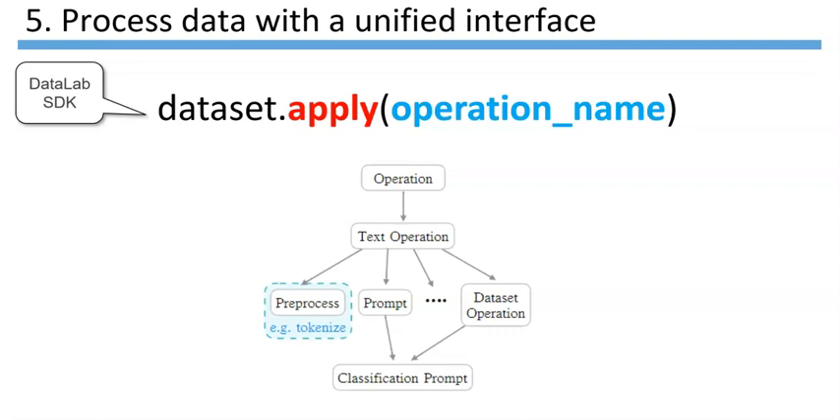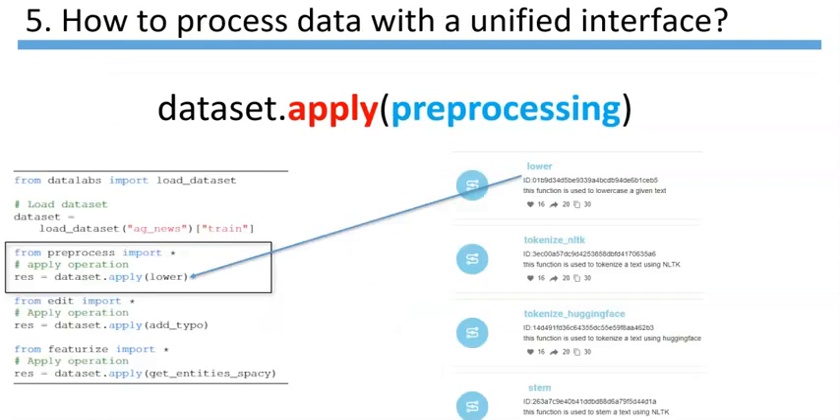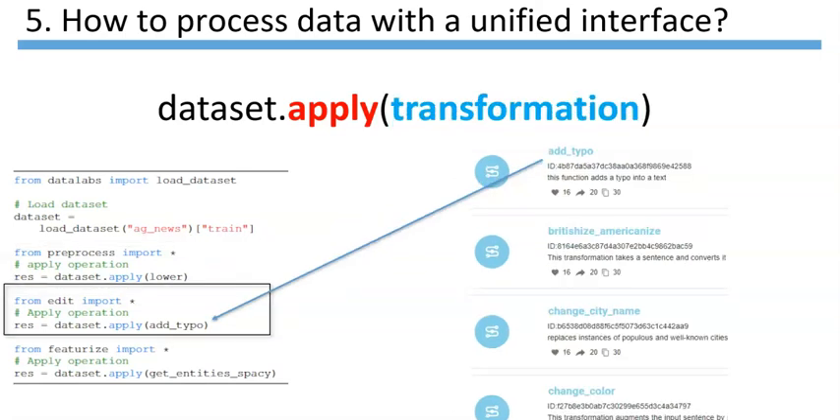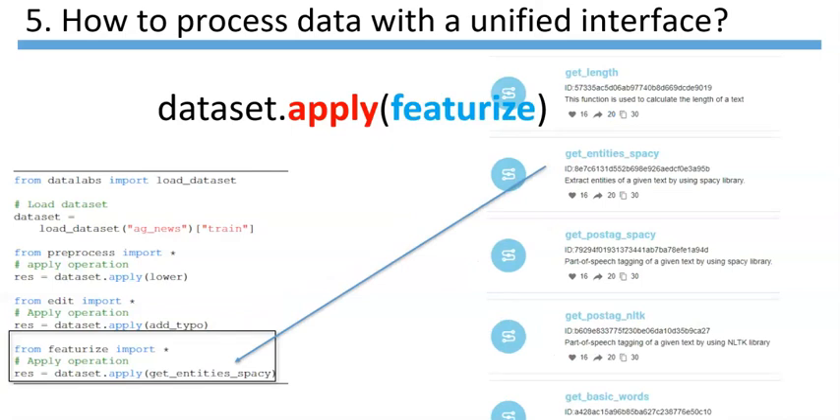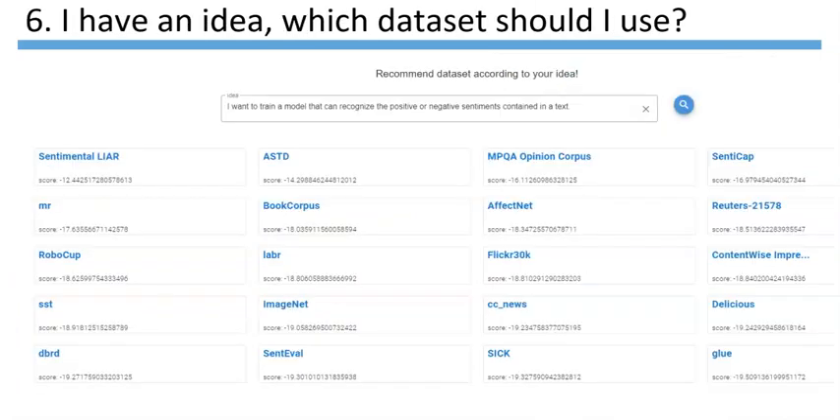We have already said that DataLab could provide a unified interface. Here's the case. All the data-relevant operations have already been unified with this interface, like dataset.apply, and we just need to pass the name of the operation. Here, for example, it could be a pre-processing operation, like lower or tokenize. It also could be the transformation operations, the feature-wise operations, and some other things. DataLab also can help us find a potentially suitable dataset based on a given idea.